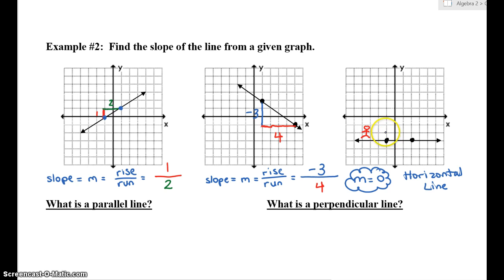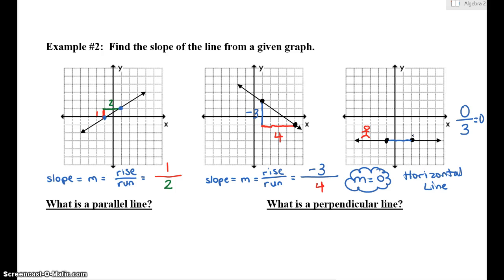Well, what's my rise? Rise is 0. So actually I rise 0 because I don't go up or down. But I go over 1, 2, 3 to the right. So I went 0 over 3, and that we know is equal to 0. So that's another way to know, using 2 points, how to find that slope.